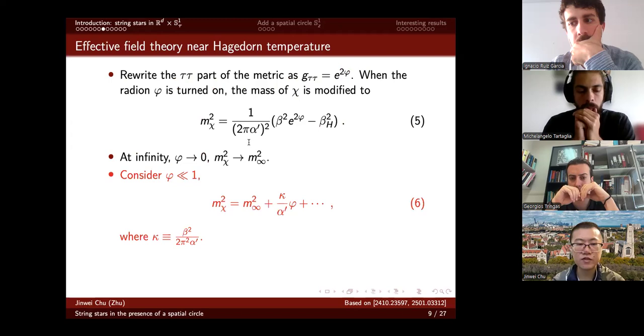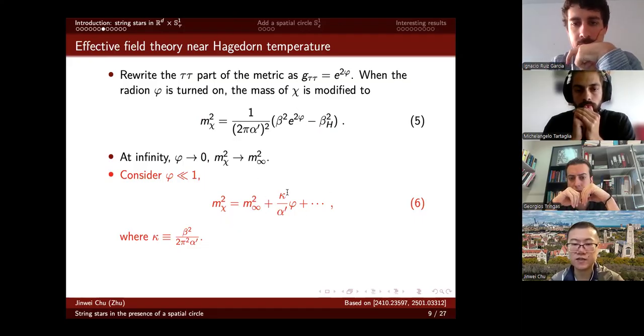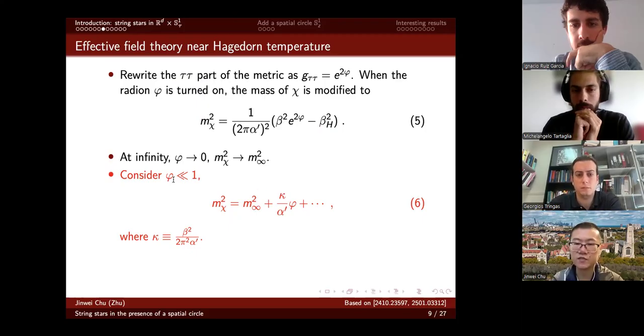I want to consider a small radion, namely phi is much smaller than 1. In this case, we can expand the mass formula as follows. The first term is just m infinity square without any phi. The second term is linear in phi. These 2 terms could be comparable, so let's keep them. But higher order terms like phi squared, phi cubed are subleading to the linear term because phi is much smaller than 1.